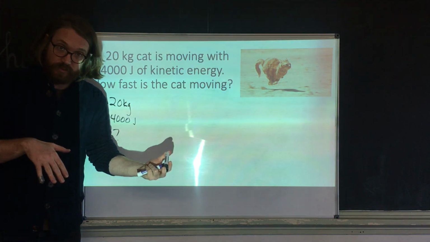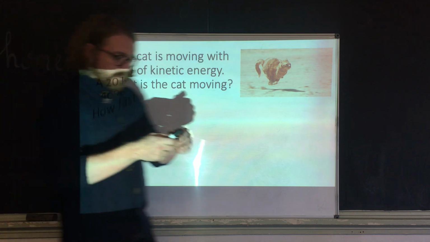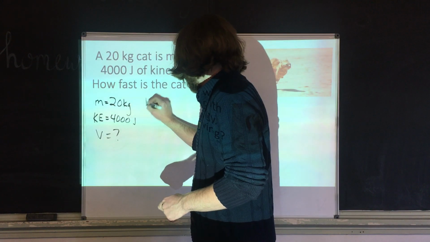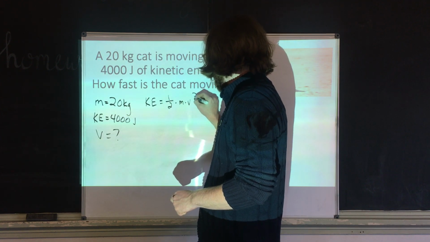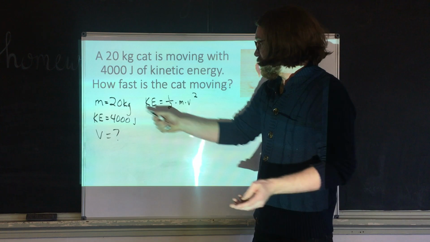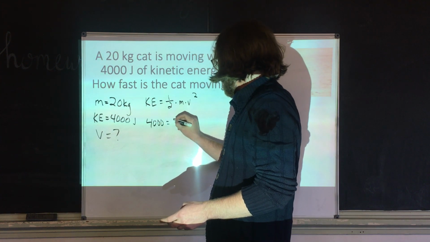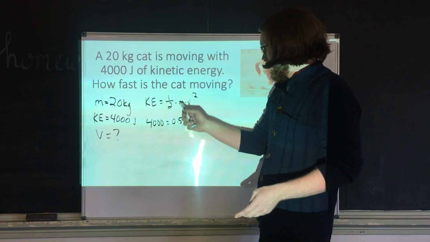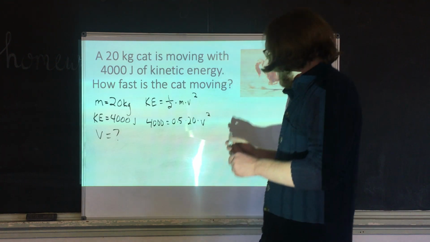This is the trickiest one of the three, but it's not that hard. I'm going to show you how to do this. So again, we write down our equation. Kinetic energy is equal to 1/2 times mass times the velocity squared. You plug in your numbers. Kinetic energy is 4,000. That's equal to 1/2, which I like putting as 0.5, times the mass, which is 20, times the velocity squared.